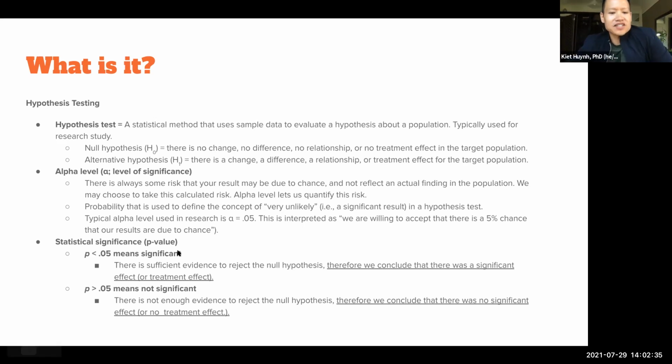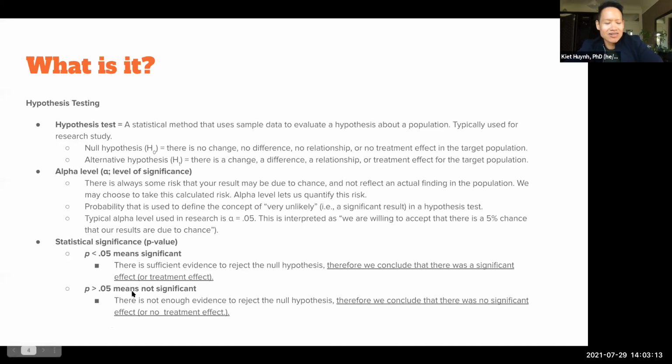Okay, statistical significance. This is related to alpha level. This is what is called the p-value. I forget what P stands for, but basically this is very important and very common in research. It means whether your findings are significant or not. Usually people say a p-value of less than 0.05 means you have a significant finding, and a p-value of more than 0.05 means you don't have a significant finding. That means there's no treatment effect, that the research didn't work out, which is sad.